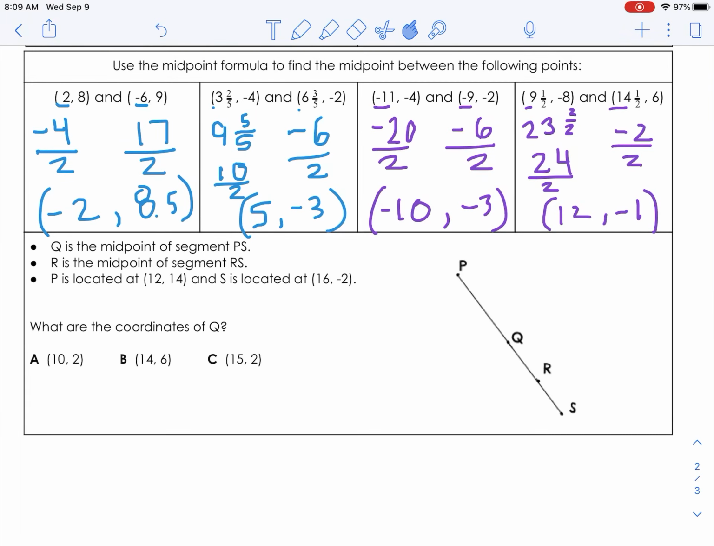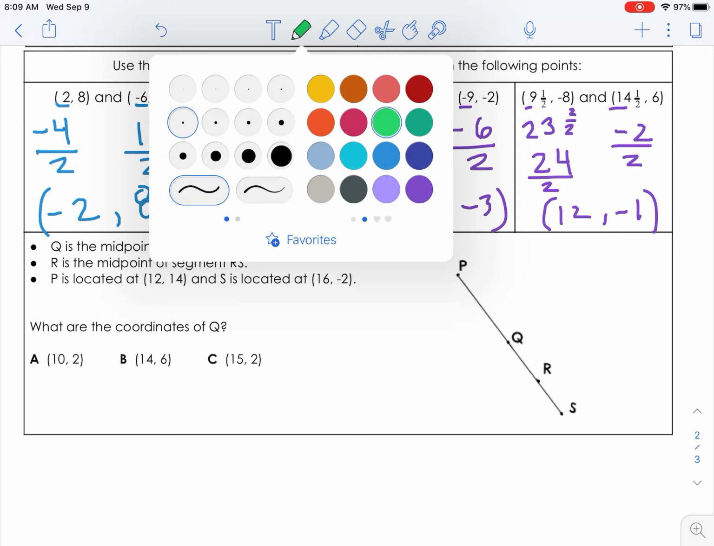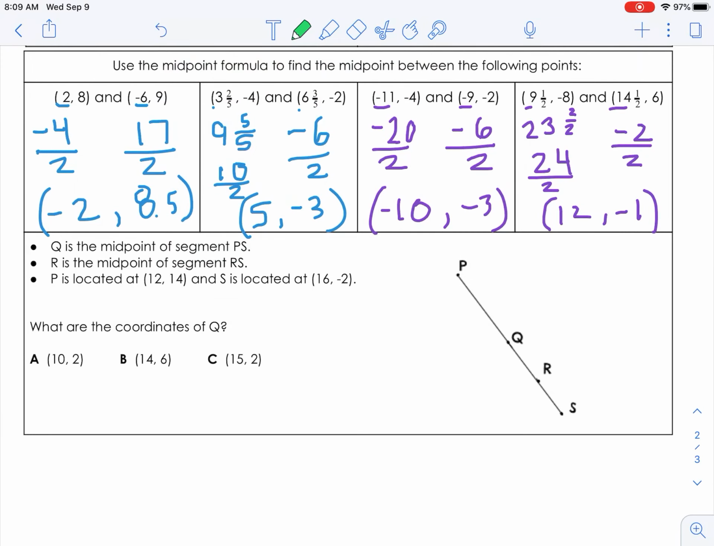All right, the last example is one that you may see on an EOC, and it's really just finding the midpoint with a visual. Sometimes they give you the picture and sometimes they don't, so it's helpful to always read the question and figure out where everything is going. So Q, get my pen right here. Q is the midpoint of segment PS. So here we have P, we have S, and we have Q right in the middle.